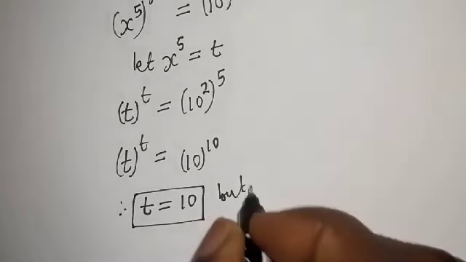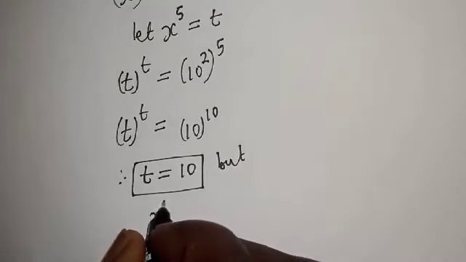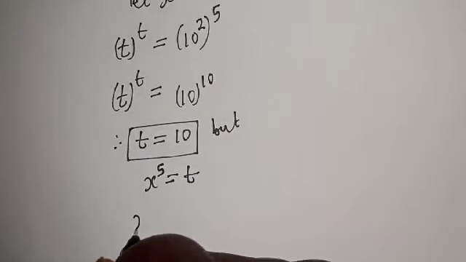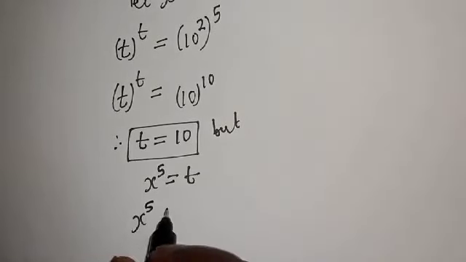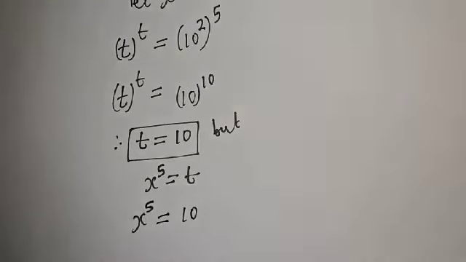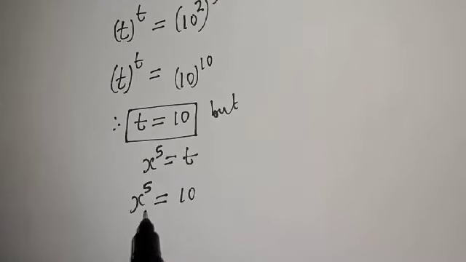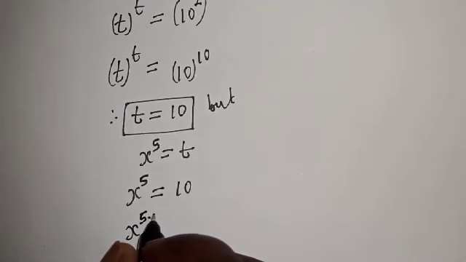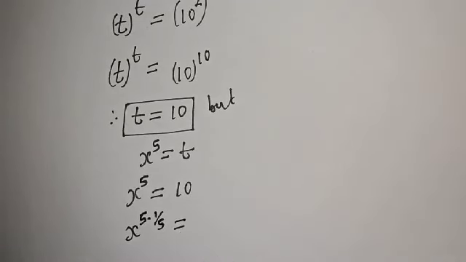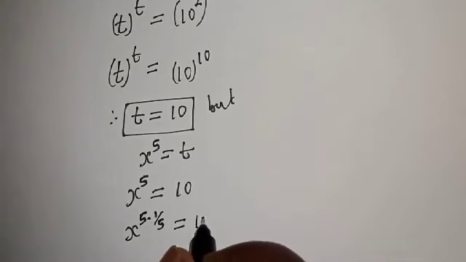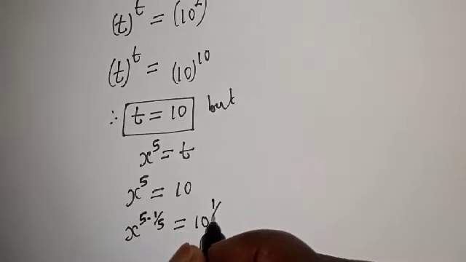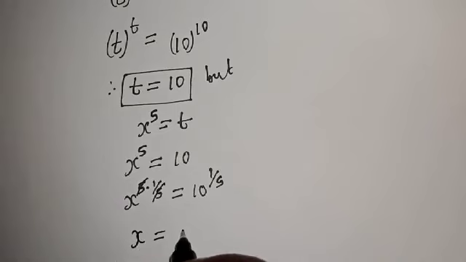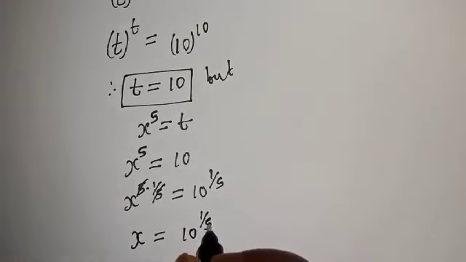But s raised to power 5 is equal to t, and s raised to power 5 is equal to 10. Now we are looking for the value of s. Let's multiply the power of both sides by 1 over 5. S raised to power 5 multiplied by 1 over 5 is equal to 10 multiplied by 1 over 5. This will cancel this. S is equal to 10 raised to power 1 over 5.